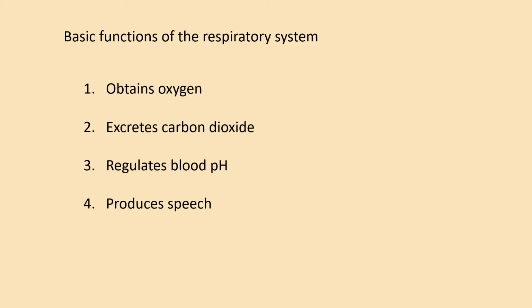So these are the basic functions of the respiratory system. Every cell in your body needs oxygen. Every cell in your body except red blood cells. Why don't your red blood cells need oxygen? Anyway, your respiratory system is responsible for bringing oxygen into the body. It's also responsible for excreting or unloading carbon dioxide, a waste product, into the environment. Your respiratory system is the primary homeostatic mechanism that regulates the pH of your blood from moment to moment. And of course, without a functional respiratory system, we would be unable to produce vocalizations.